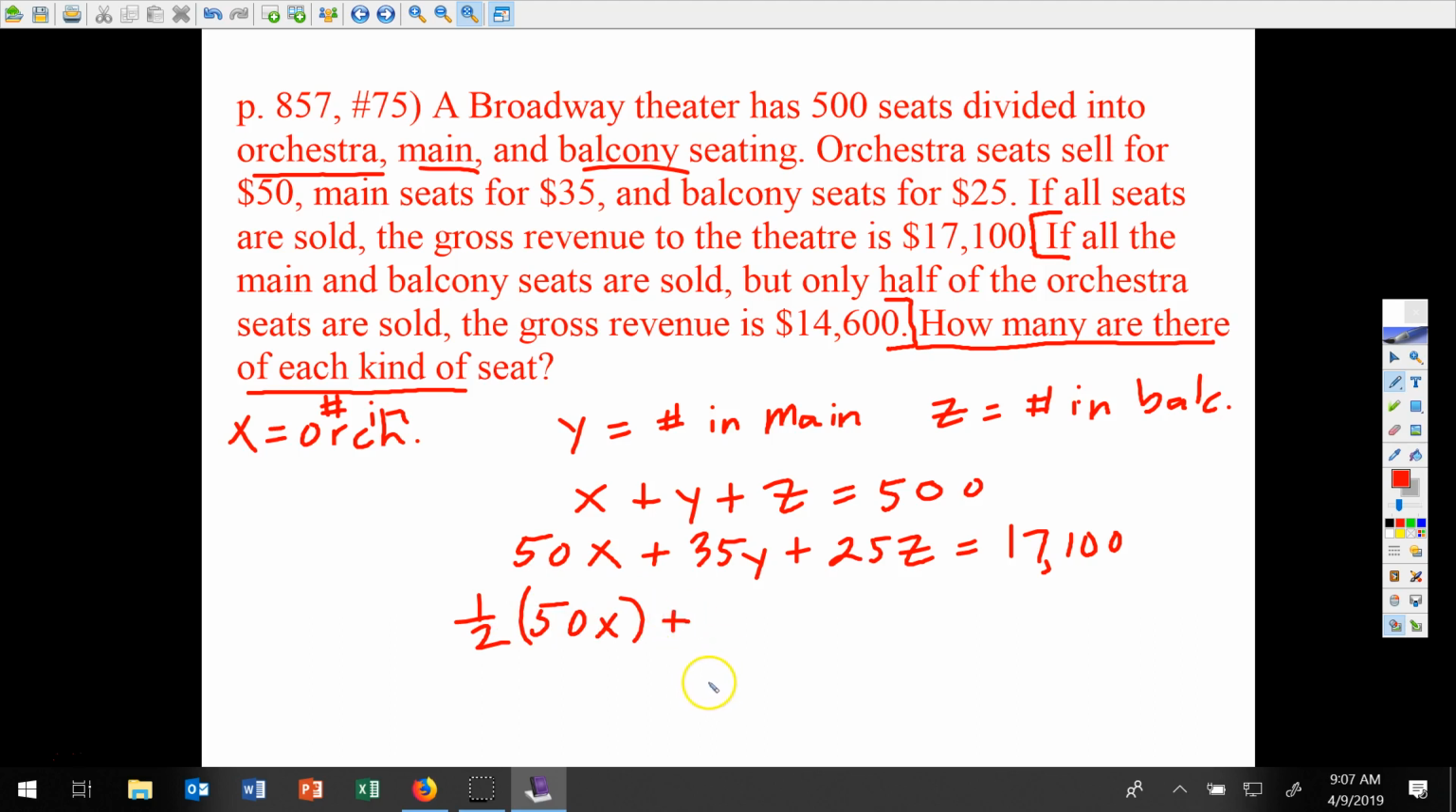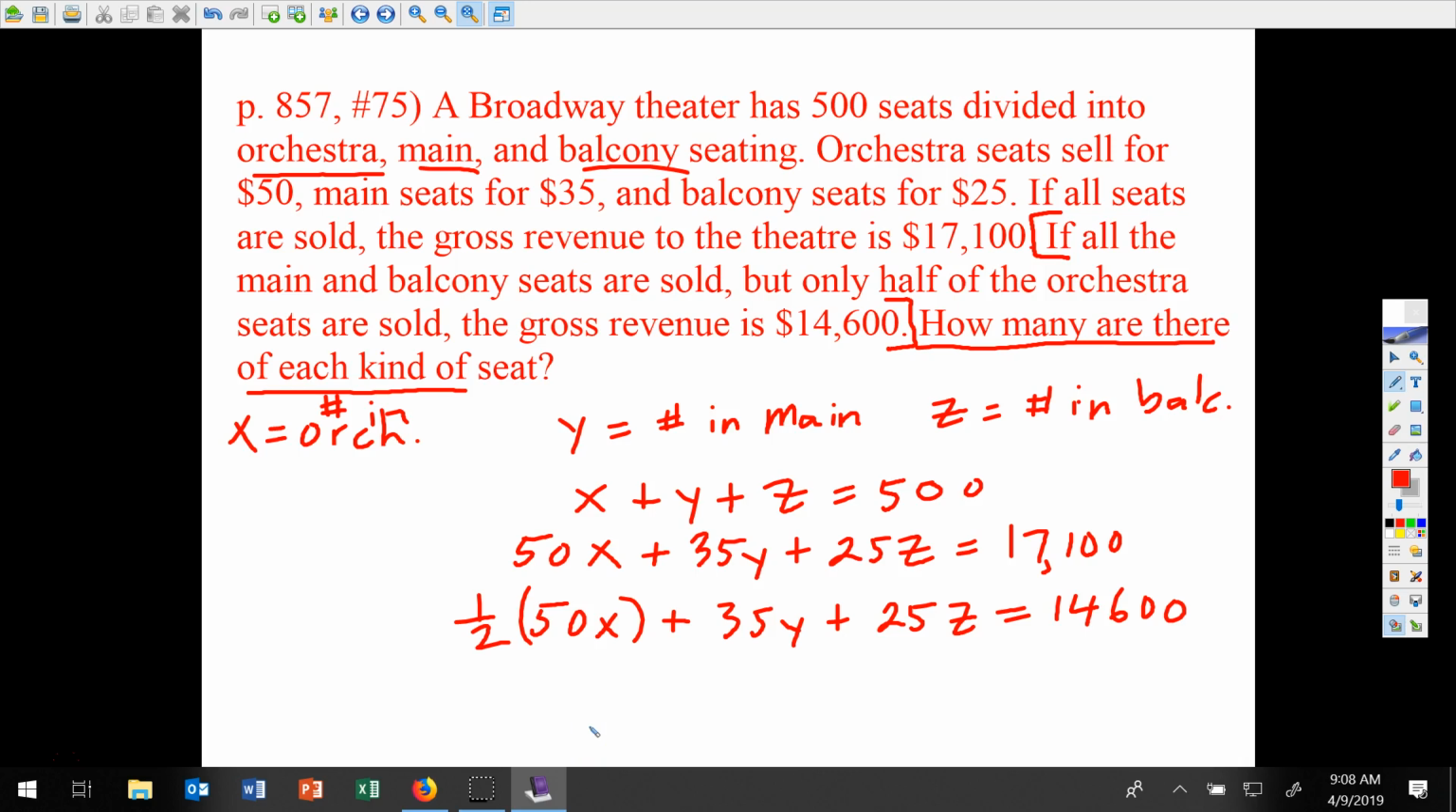And then what else? Okay. All right. That's fine. You would get the same thing, 25x. Okay. Probably not going to be able to finish this one, but I just wanted you to get it set up.